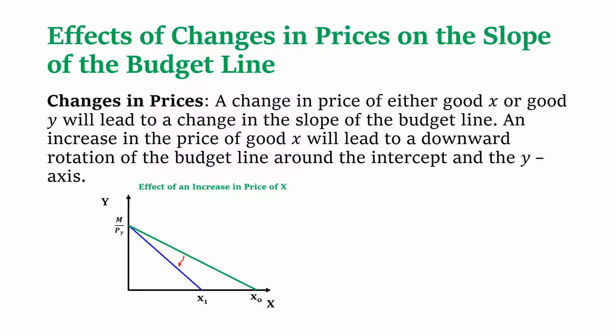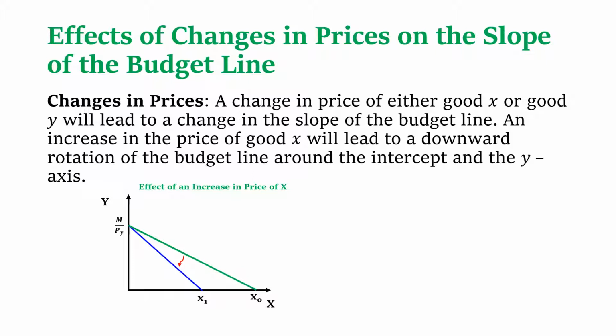So if the price changes, what will happen to the budget line? The budget line will never shift when the price changes. It only rotates either inwards or outwards. For a falling price, the budget line is going to rotate outwards. That is for a falling price. And then for an increase in price, the budget line is going to rotate inwards.